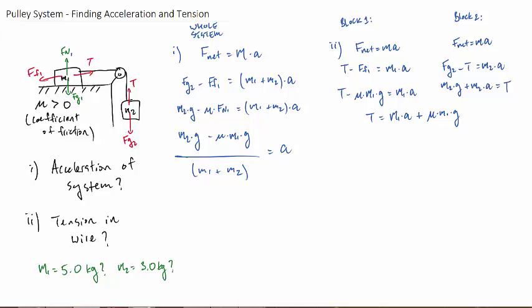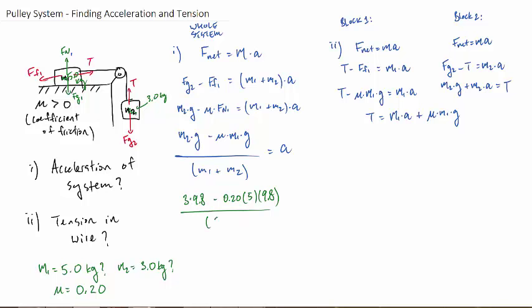Let's try it numerically now. What if we said that the first mass was 5 kilograms and the second mass was 3 kilograms? Let's see if we can figure out the acceleration and tension of this system. The nice thing about doing that generally to begin with is that now we can just plug in the values that we have, and we need to also create a coefficient of friction. So let's say we knew it was 0.20. So we plug everything in.